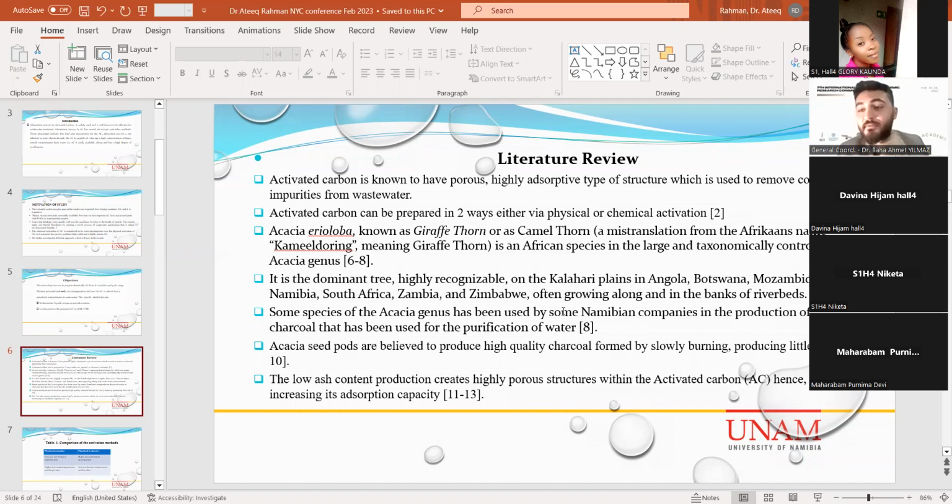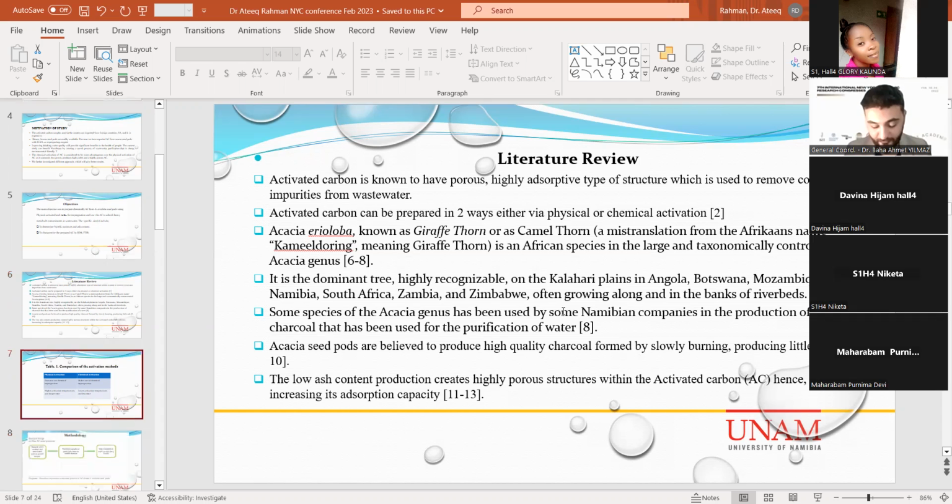This genus has been used by Namibian companies in the production of charcoal, and has been used for the purification of water. Acacia seed pods produce high quality charcoal, and slow burning produces little ash. The low ash content creates a highly porous structure of the AC, hence increasing the adsorption capacity.